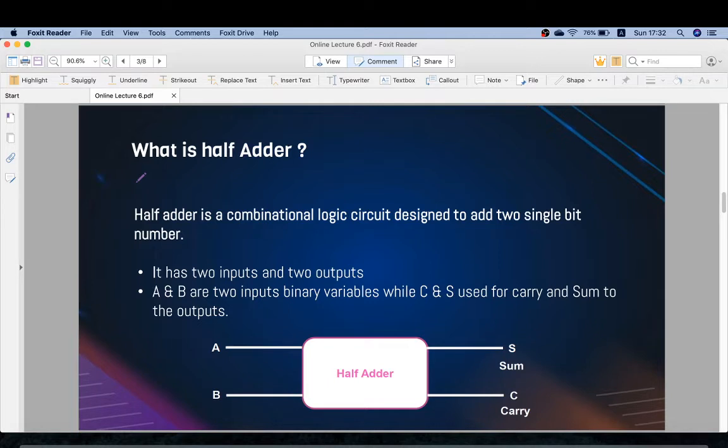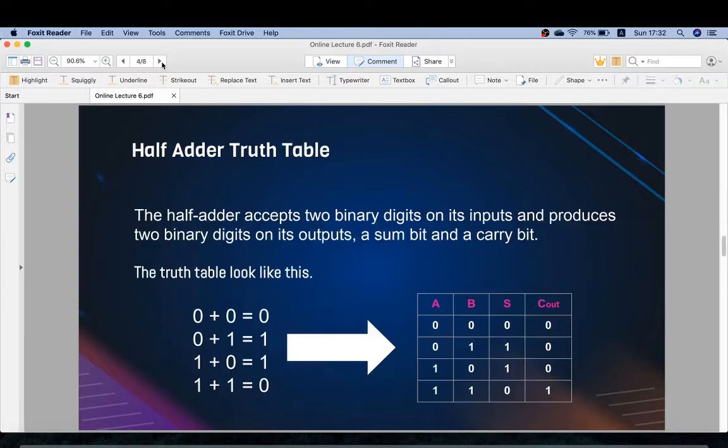As is clear from the definition, a half adder is a combinational logic circuit where we have two inputs and two outputs, and of the two outputs, one will be the sum and the other will be the carry. Half adder truth table.